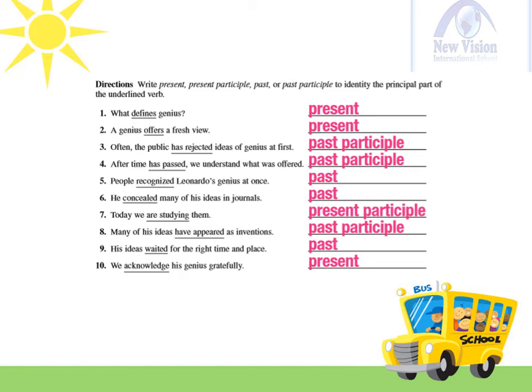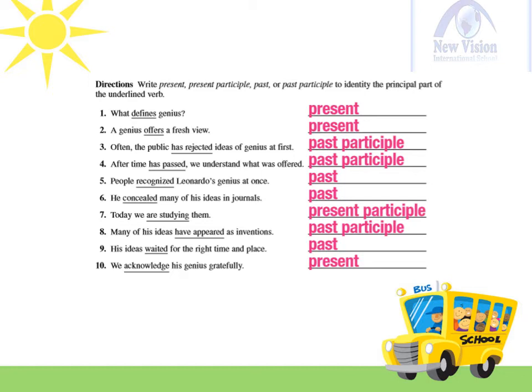Number 6. He concealed many of his ideas in journals. Underlined word, concealed, past. Number 7. Today we are studying them. Underlined words, helping verb are, and the word studying, present participle. Number 8. Many of his ideas have appeared as inventions. Underlined words have appeared, past participle.